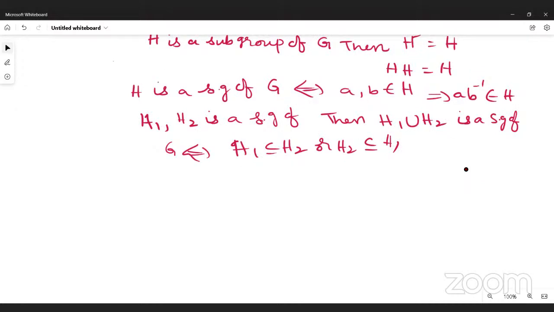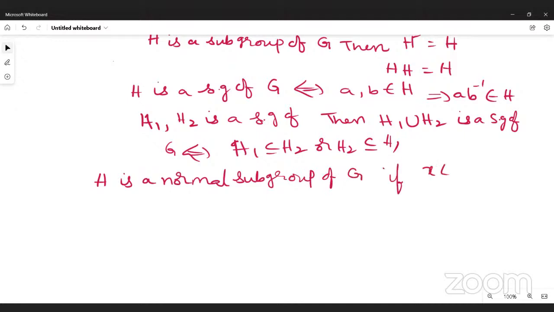Now we say that H is a normal subgroup of G if for x belonging to G and h belonging to H, we have x h x inverse belongs to H. Then we say that H is normal in G.